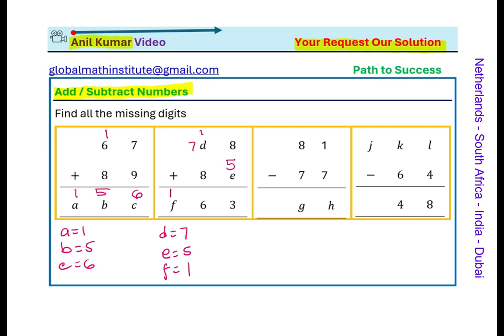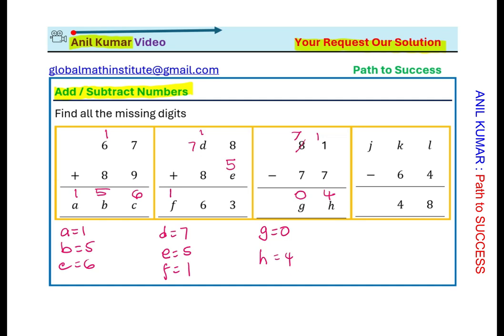Perfect. The next one is 81 minus 77. So that's a straight subtraction question. So we have to borrow. When you borrow, 8 becomes 7 and this becomes 11. When you take away 7 from 11, the number is 4. And when you take away 7 from 7, the number itself, you get 0. So we get G equals to 0 and H equals to 4. Makes sense, right?